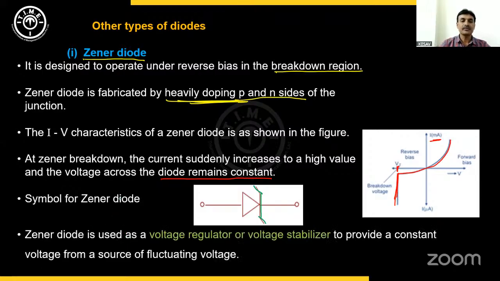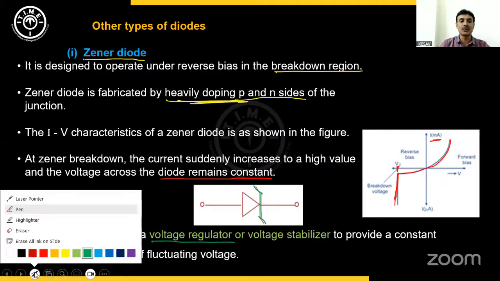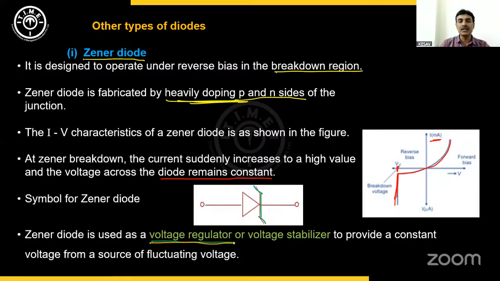Next. The Zener diode is used as a voltage regulator. The main application of the Zener diode is that it acts as a voltage regulator or voltage stabilizer. Have you ever seen a stabilizer connected to a refrigerator, TV, etc.? These electronic components stabilize the voltage. It provides a constant voltage from a source of fluctuating voltage. The Zener diode maintains stability in the output voltage because it is operated in the reverse bias mode. Understood?